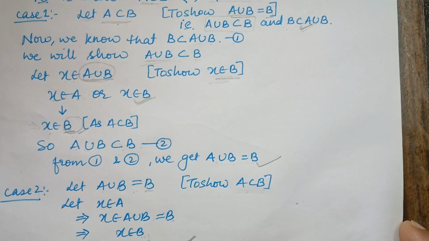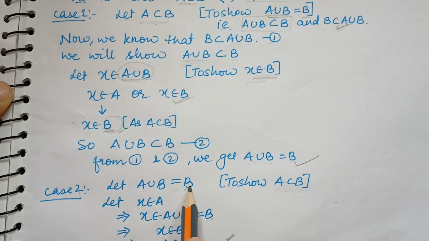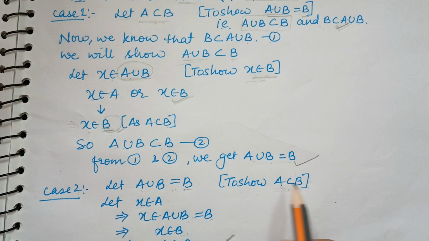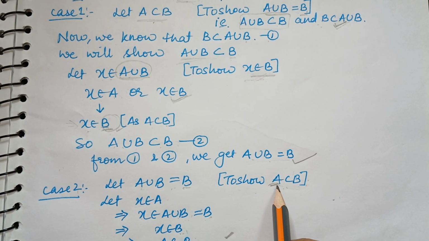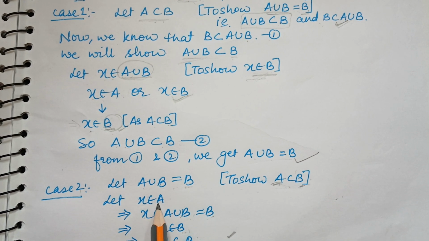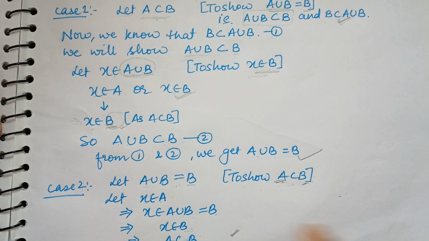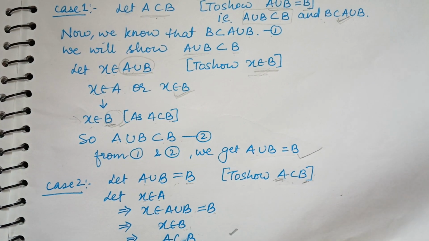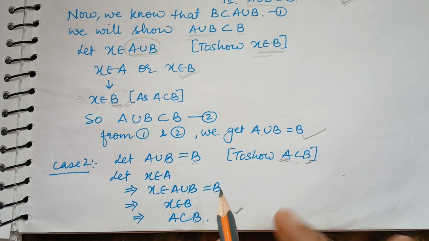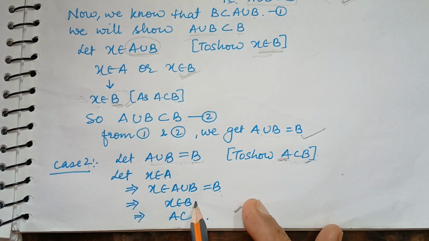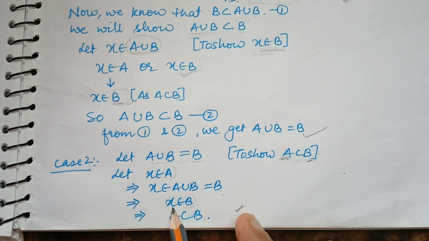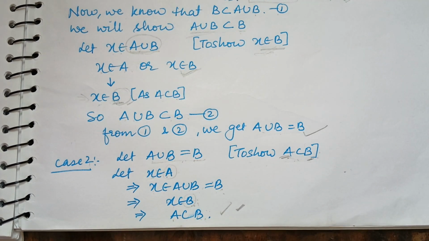Case 1 done. Now in case 2, we have to consider the vice versa part, that is, A union B is equal to B, to show A is contained in B. In that case also, I have to show that one set is contained in the other set. I will consider an arbitrary element belonging to this set, and I will show that it belongs to B as well. So I start with x belongs to A. Now if x belongs to A, x belongs to A union B as well, because in the union we have all the elements from A as well as from B. So x belongs to A implies x belongs to A union B. Now A union B is equal to B, so x belongs to B. It means A is contained in B. So we started from x belongs to A and reached x belongs to B. So done, case 2 as well.